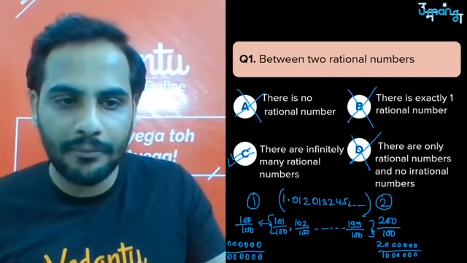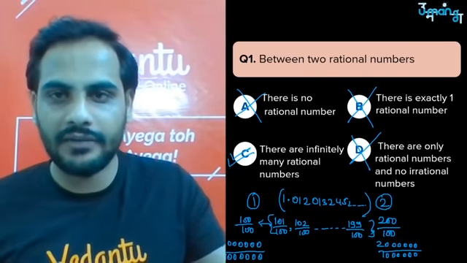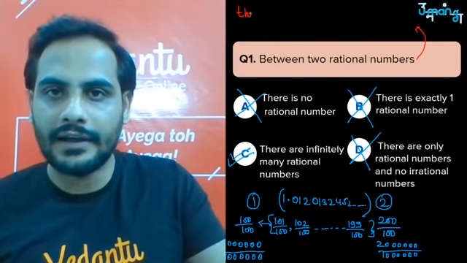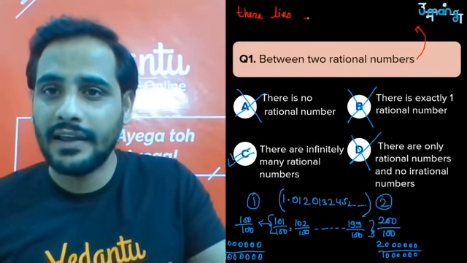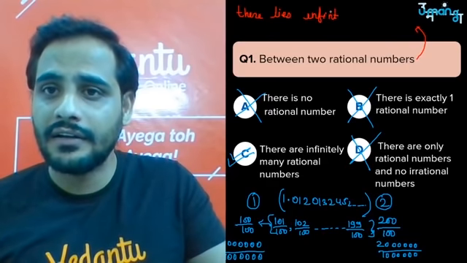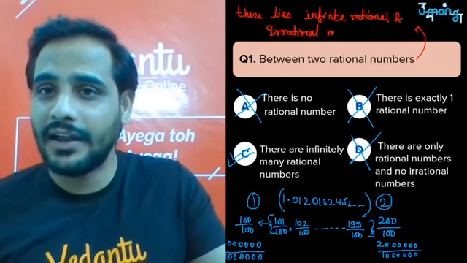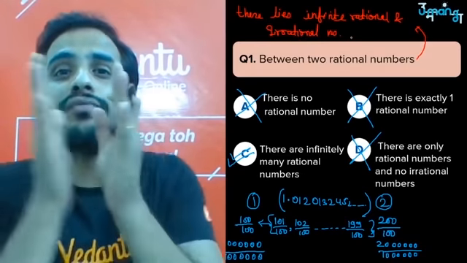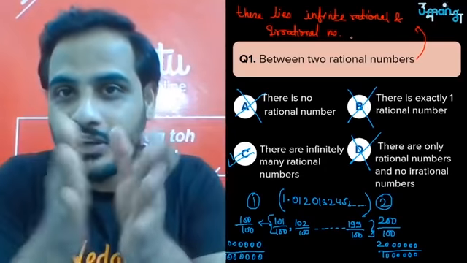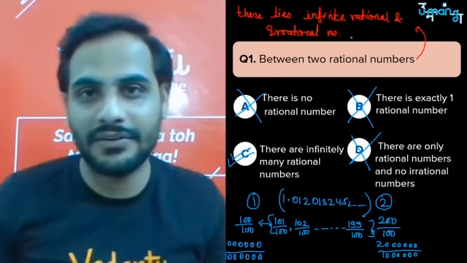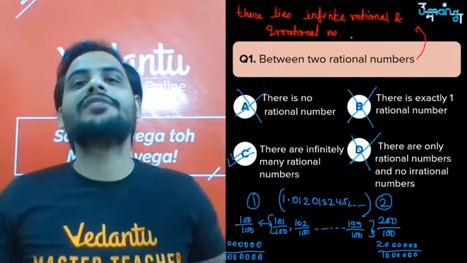So the more appropriate way of writing it is, between two rational numbers there lie infinite rational and irrational numbers. There are infinite rational numbers as well as infinite irrational numbers. No matter how small numbers you choose, how close to each other you choose, still between them you can write infinite numbers. You can never write the smallest number.